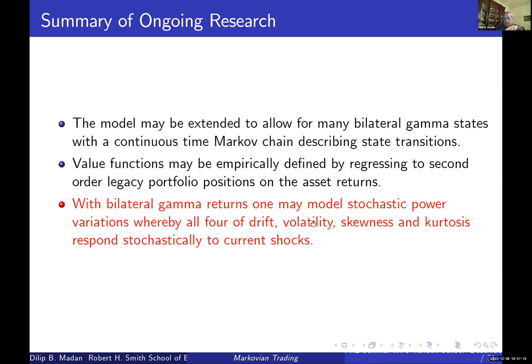And of course, with bilateral gamma returns modeling, you have exposure to both stochasticity in drift, vol, skew, and kurtosis. All four components can be made stochastic. And so you can introduce stochastic power variations as well. So these are just other alternative ideas of how to define states and then define trading strategies on them. And of course, once you've built the policy functions, you're at liberty to use them anywhere. As long as they work in backtest, it's fine. So that's basically the story of this particular paper.